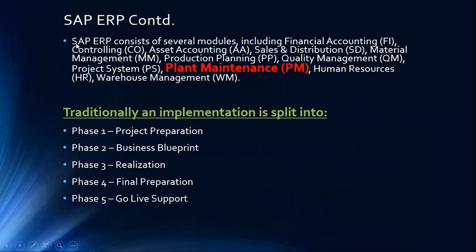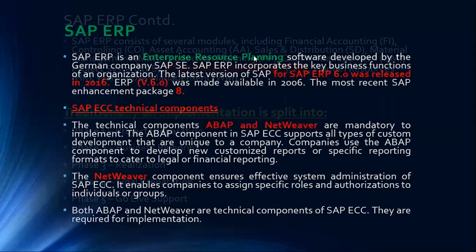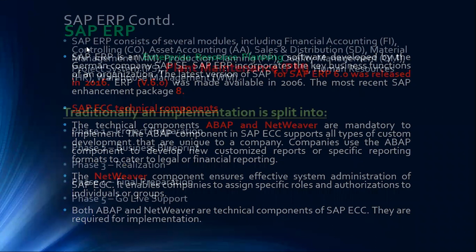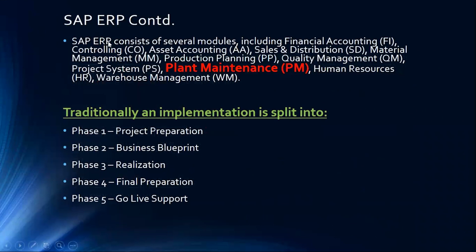Next, what this ERP consists of. Again, I'll stress, ERP is enterprise resource planning software developed by the German company. It incorporates the key business functions of an organization. So what are the key business functions of an organization? What all modules are consisted in ERP?